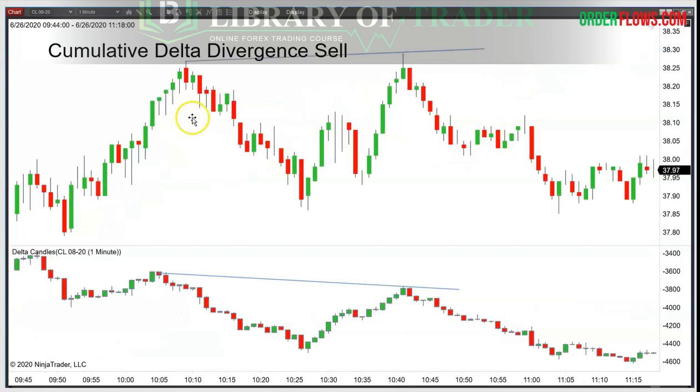It's another example, crude oil. Again, you got your new high in price, but you got a lower high in cumulative delta. And the market sells off from the 20s all the way below 37.90 here as cumulative delta continues on its move down.